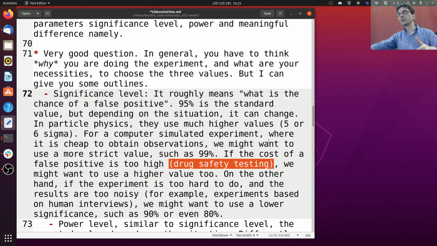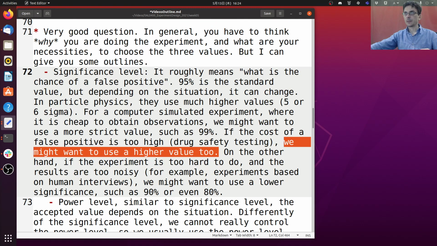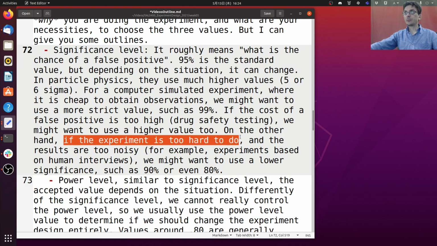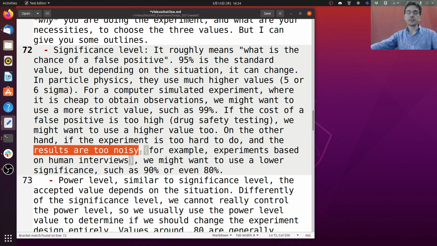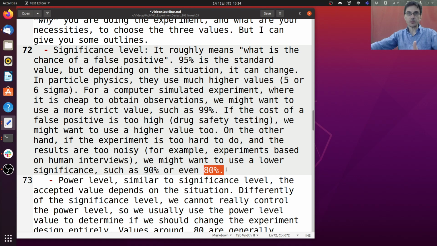Now, we can look at the other side. We can want to use a smaller value of significance. For example, if the experiment is very hard to do, so you cannot have many repetitions of the experiment, and if there is a lot of noise in the experiment. When does this happen? This happens a lot in experiments that involve human interviews. In these experiments, it's very expensive to interview many people, and there is a lot of noise because people have very different opinions. So in this case, we might want to use a lower significance, such as 90% or even 80%, to account for the extra noise in the experiment.